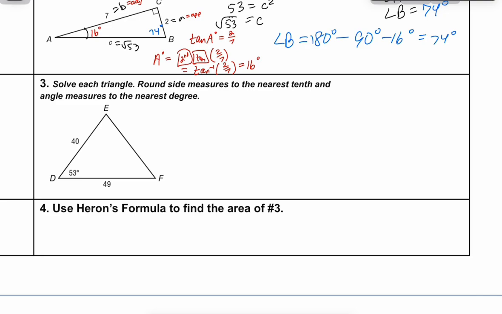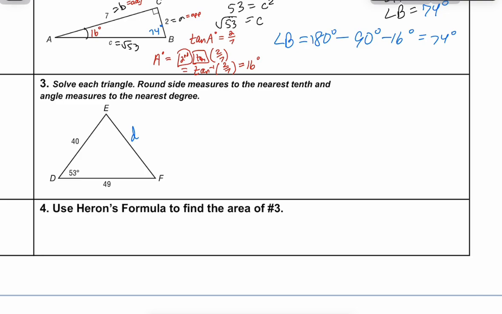Question number 3 says to solve the triangle. It's not a right triangle, so how do you proceed? Well, the first thing you check for is, do we have any opposite side pairs? We are missing D, so no, that's not a full pair. We're missing angle E, no. We're missing angle F, no. So we don't have a full pair.